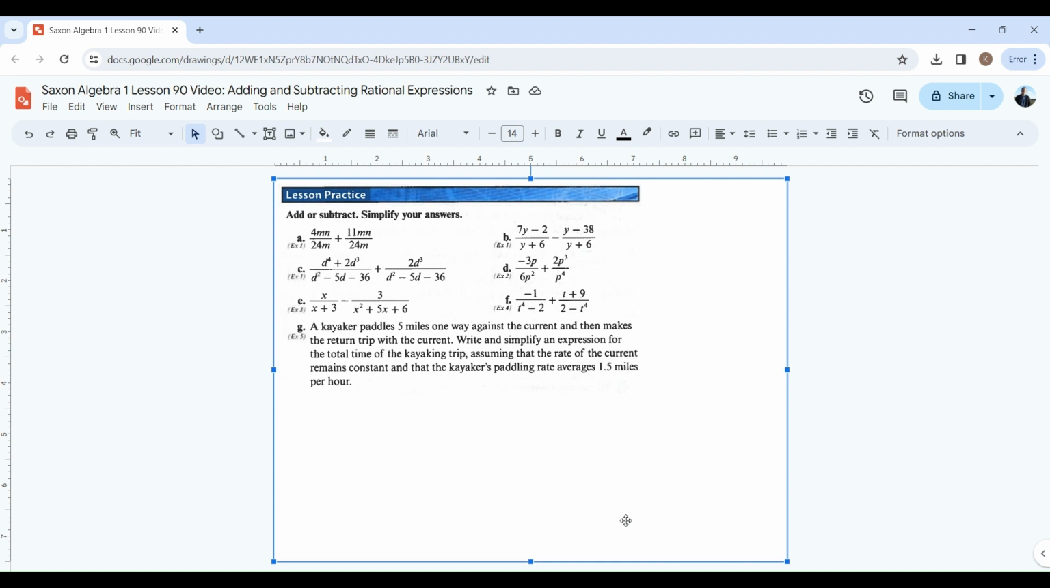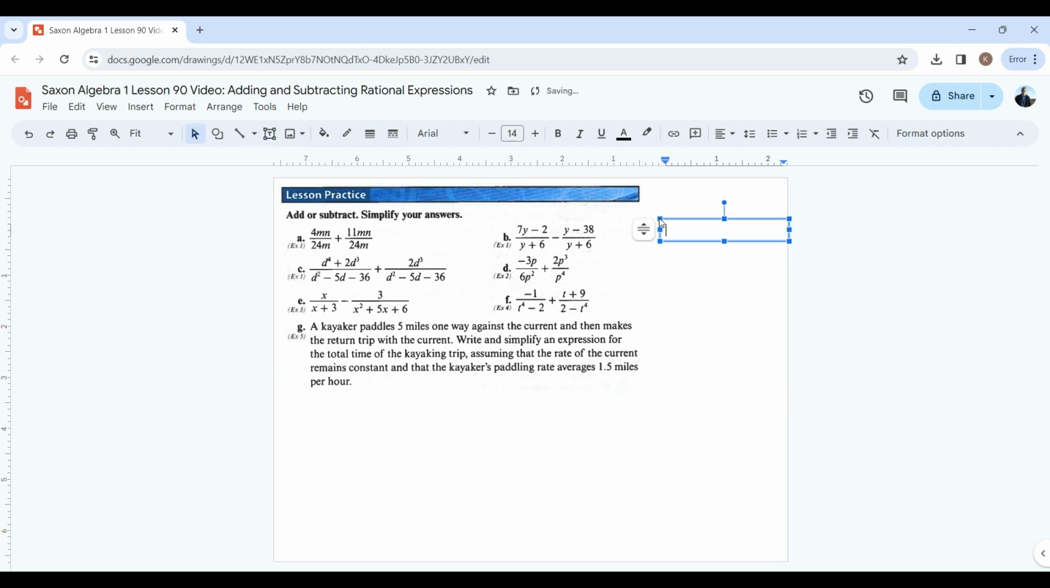Let's get started. Letter A, we have the fractions 4mn over 24m plus 11mn over 24m. And the question is, are we able to add these fractions together? We can add these two fractions because they have the same denominator. So let's take a look at what this looks like. Over here, I'm going to write letter A, and then we're going to add the fractions 4mn, and then it's going to be over, so I need to put a fraction bar in. That's going to be over 24m. There's a plus sign between our fractions. I'm going to put that in right away.